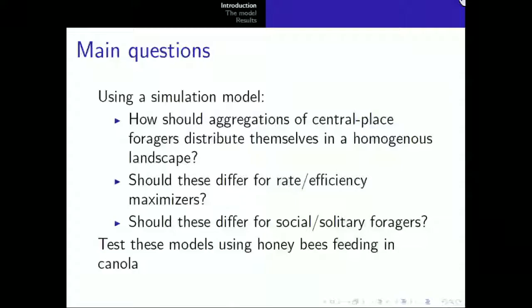So my main questions in this are, using a simulation model, how should these aggregations of central place foragers distribute themselves across a homogeneous landscape? In this case, I'm using bees, because that's what I study. Should these differ for rate and efficiency maximizers? And should these differ for social and solitary foragers?